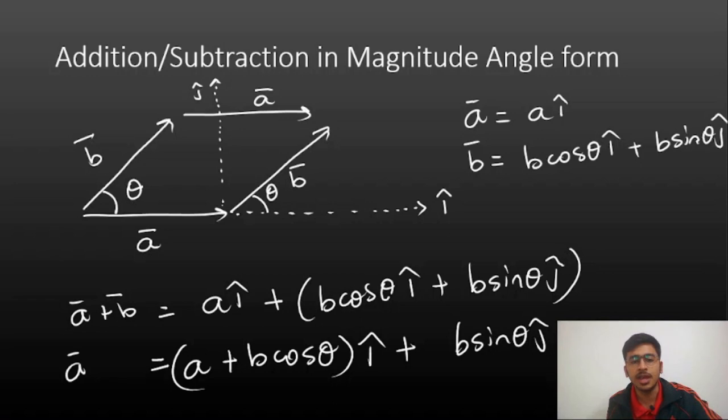And this is A vector plus B vector. But now I want to find out its component, its magnitude. So how do I find out its magnitude? Well, we can use Pythagoras theorem.